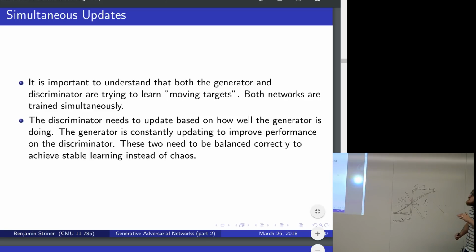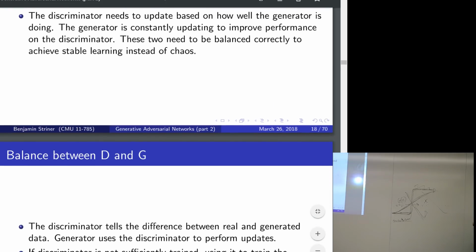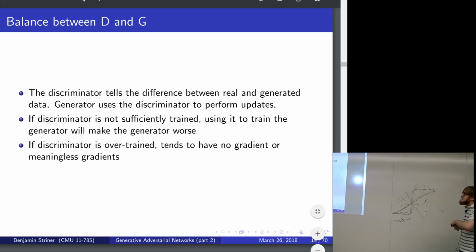So this is the balance between D and G. We talked about that a little bit. But the idea is that if the discriminator is not good enough, then training the generator actually makes the generator worse. And if the discriminator is too trained, then it's not really telling the generator anything because it's been squashed or it's noisy and there are other issues. So you want to have a nice balance between them.